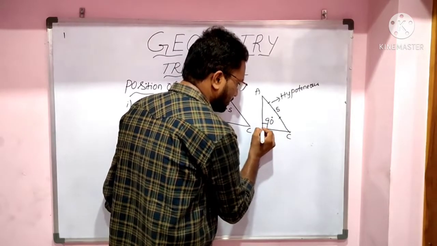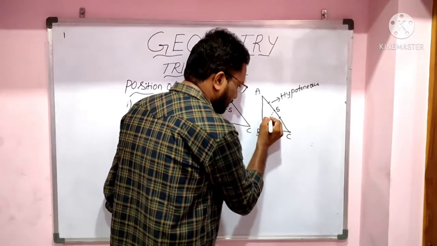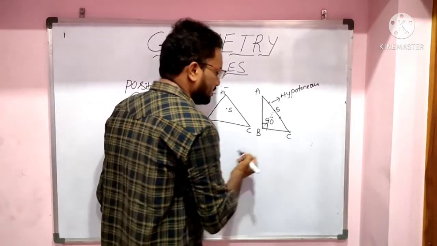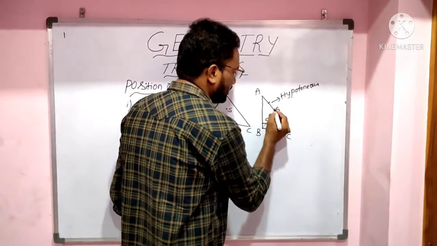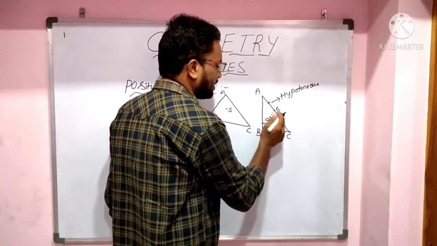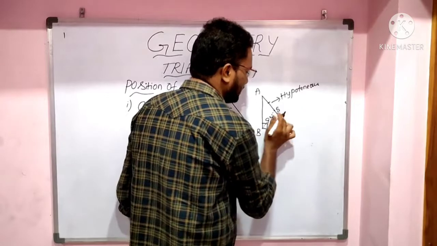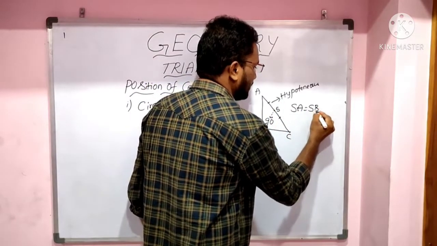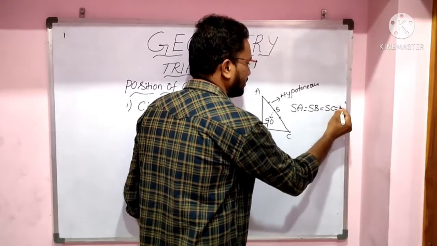If I draw SB, then SB is the median. SA, SB and SC are all equal because they are the circumradius. SA equals SB equals SC equals capital R.